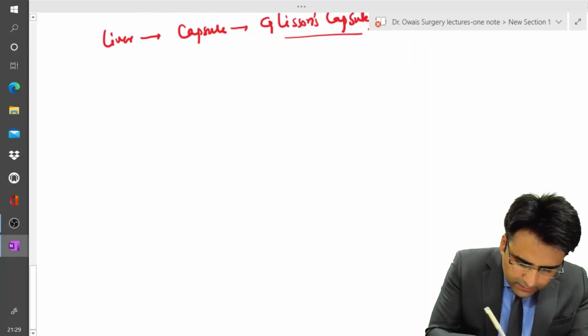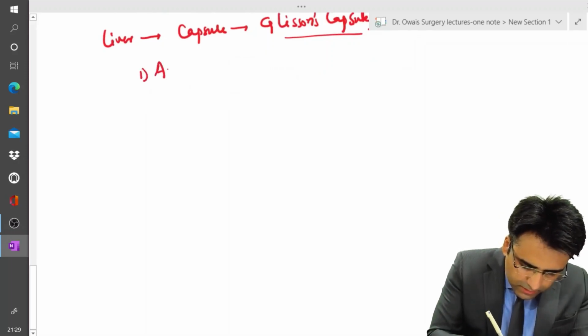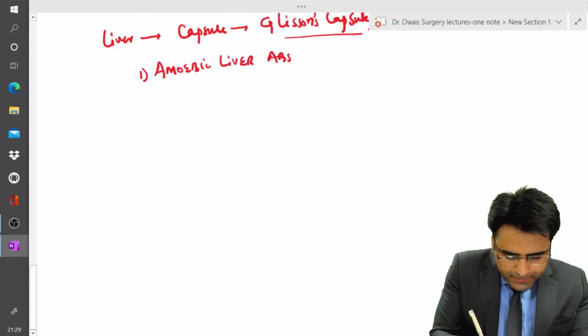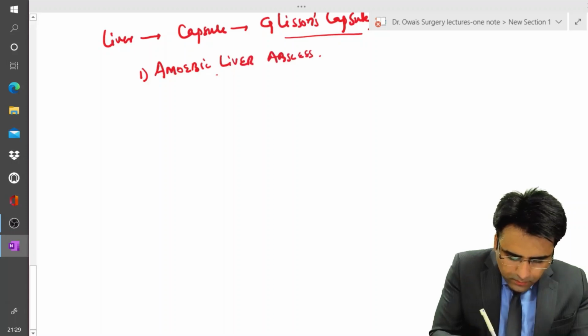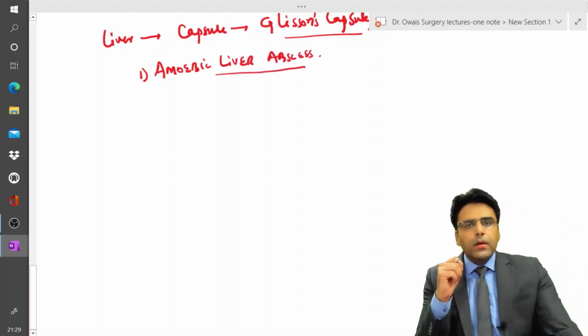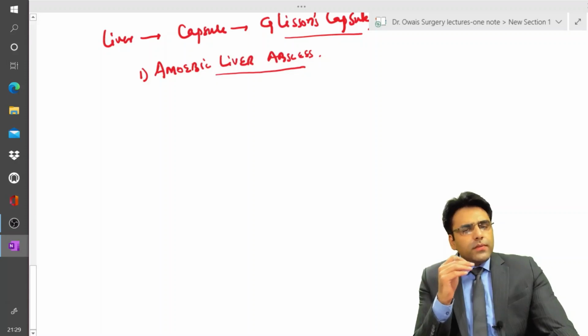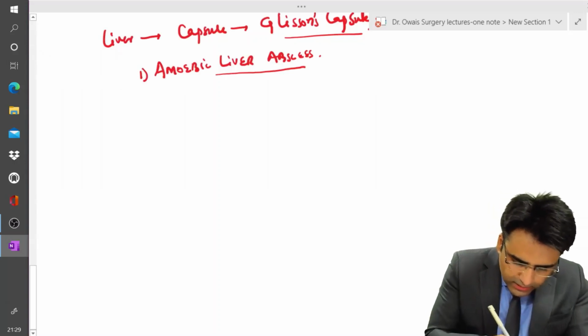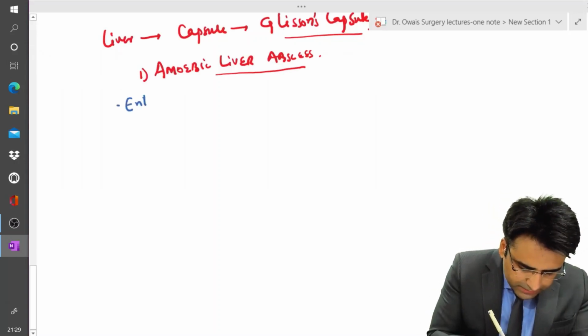The various infections. First, we will discuss amoebic liver abscess. Now, the causative organism of this amoebic liver abscess is Entamoeba histolytica. So, what is the causative organism? It is Entamoeba histolytica.